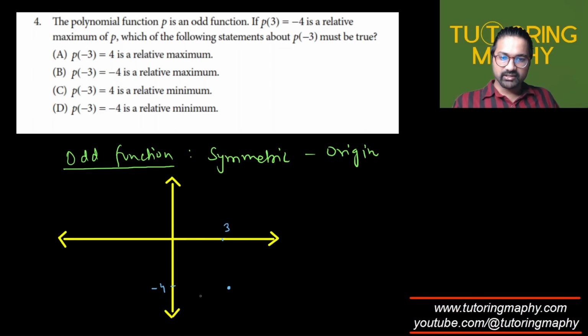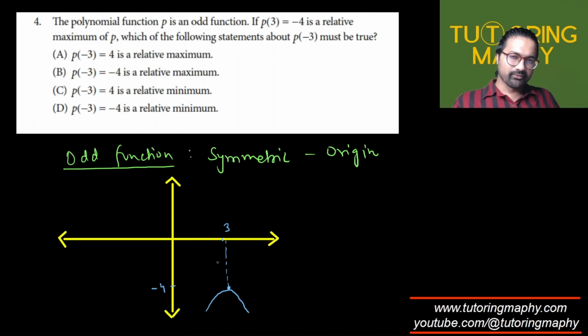It means that the graph over here should have been like this, because that is the only way that it can behave as a maxima. I don't really care about how the graph goes over here or over here. I just care that at 3, if it is a maxima, then obviously it should just have a jump at that point. And now this is symmetric about origin.